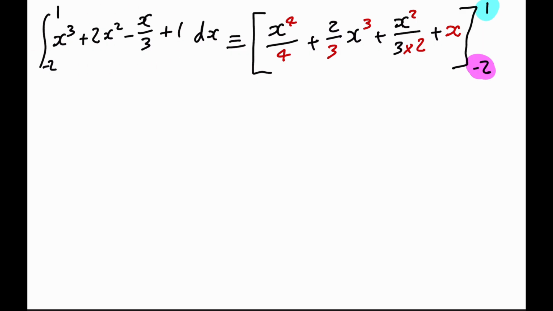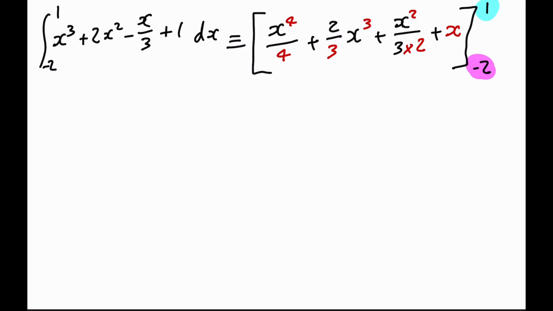And remember, when you integrate, you increase the powers by 1. So here you have x cubed becomes x to the power 4, x squared becomes x cubed, and x becomes x squared because this is x to the power 1, and the 1 becomes x because this is x to the power 0, x to the power 1. And remember to divide by the new power. So I've done it in red to try to keep it as clear as possible.